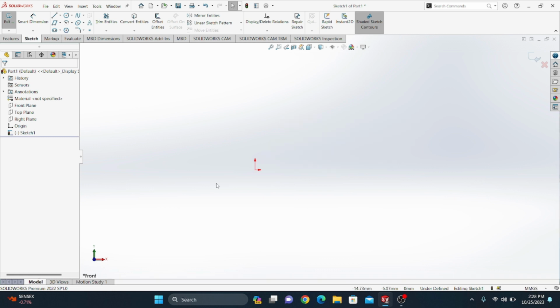So this was all about the rectangle. Now we'll move to the slot and then the circle, and we'll cover all these tools one by one.